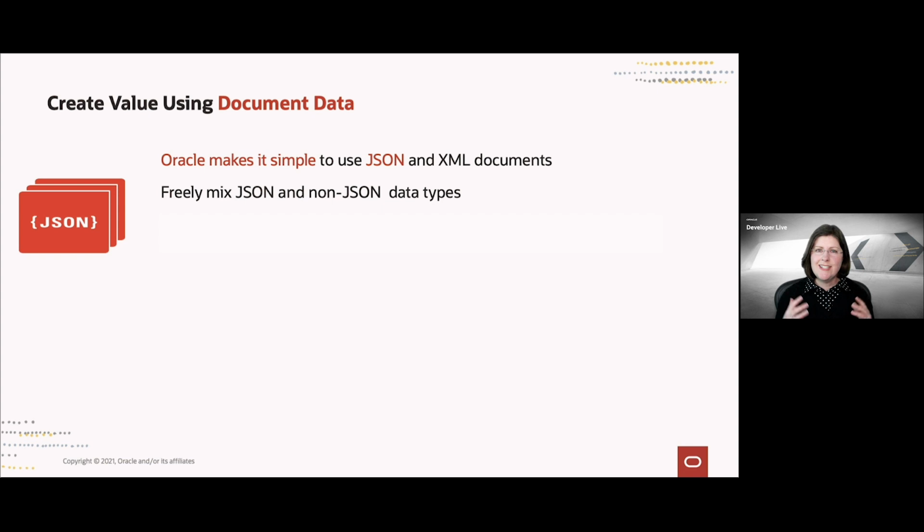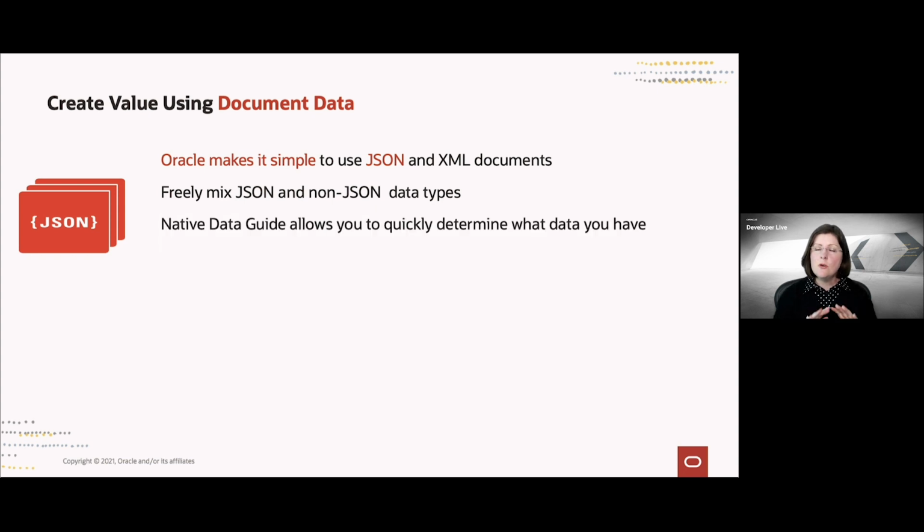One of the downsides of storing everything in documents is that the more documents you store, the harder it is to determine exactly what data you have, because remember, we're able to evolve the schema inside those documents rapidly. Oracle makes it super easy to unravel all of that complexity, because we offer a native built-in JSON data guide that allows you to understand exactly what data you have stored in all of those documents.